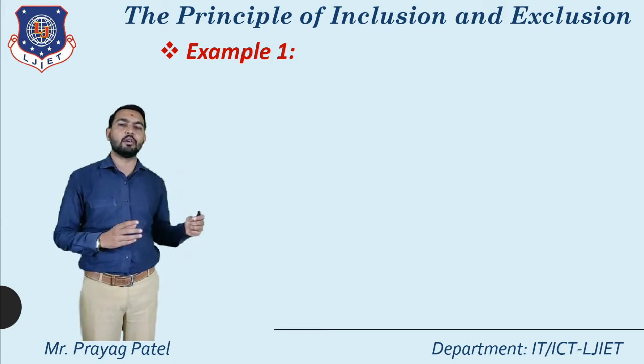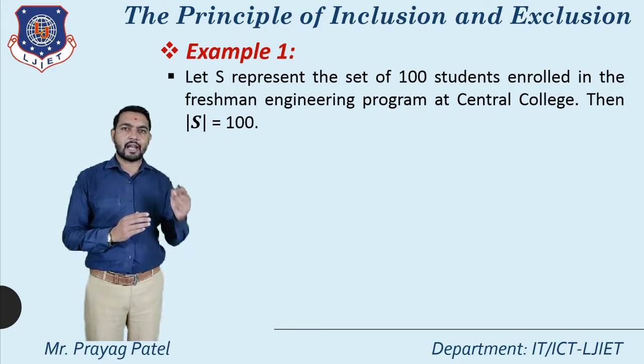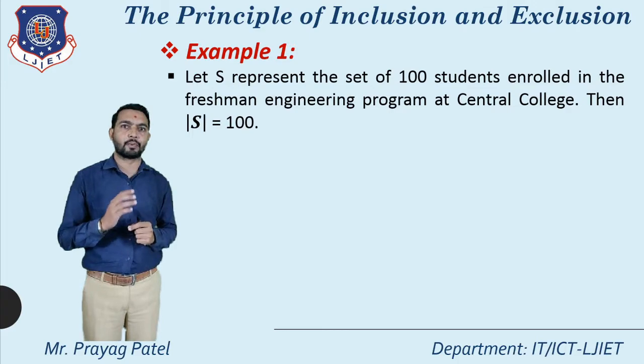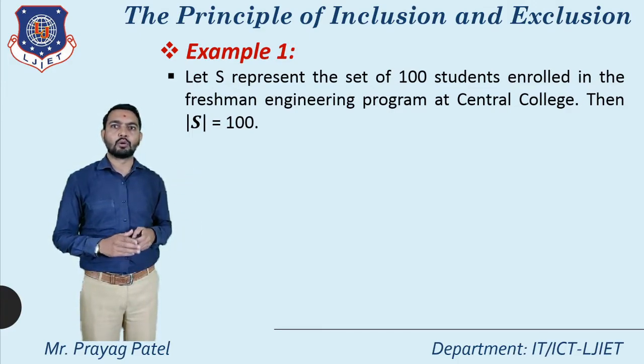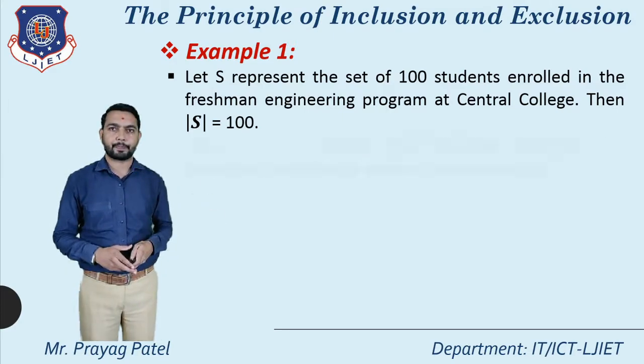Now let's understand this using an example. Let S represent the set of 100 students enrolled in the freshman engineering program at the Central College. Then |S| = 100, meaning a total of 100 students are available in this college.